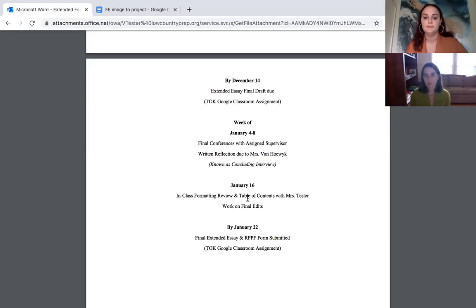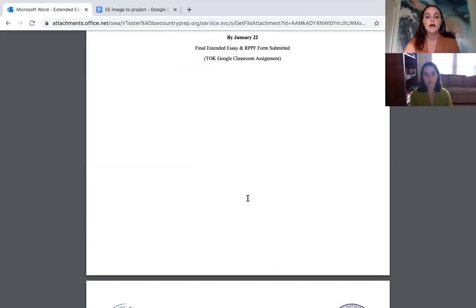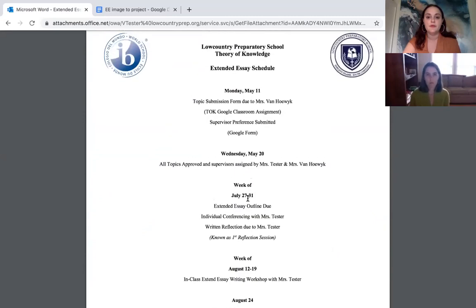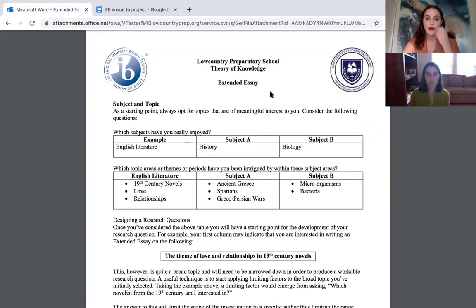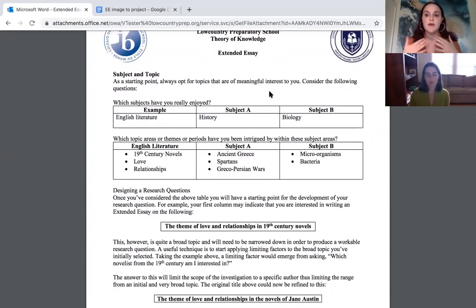And hopefully this outline will really help you guys be able to accomplish that with a lot of help along the way. So a few things I'm just going to breeze through really quickly that I talked about in this schedule. The first being your topic submission form that's due May 11th. So I've attached here an example of the topic submission form that's been filled out. So it teaches you how to fill it out.